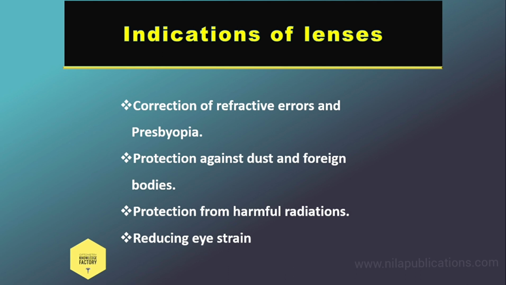There are special lenses such as tinted lenses, photochromic lenses and polarized lenses. These lenses absorb and reflect these harmful radiation and protect our eyes. Last one, reducing eye strain. Recently developed lenses such as anti-fatigue lenses reduce eye strain and relax our eyes. These are the main indications of an ophthalmic lens.